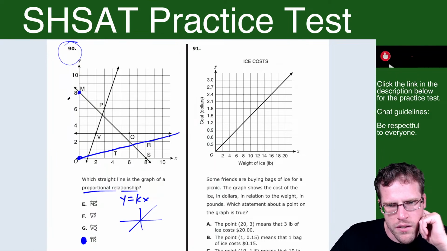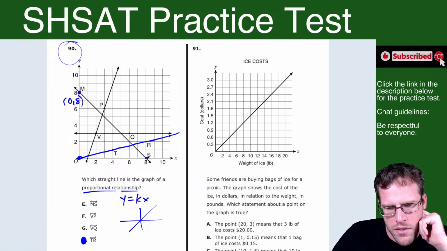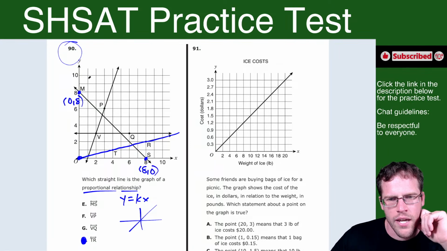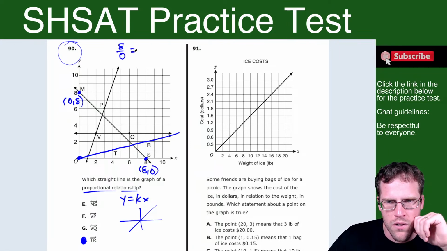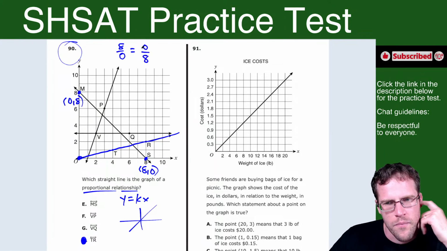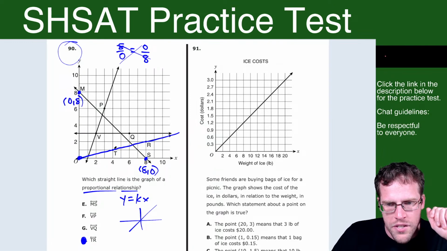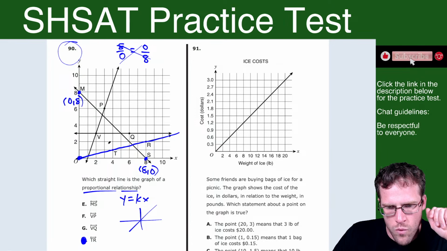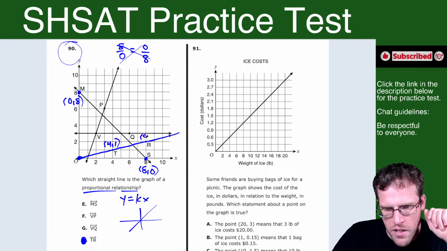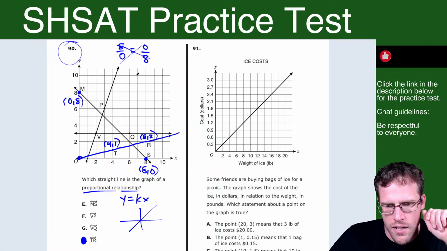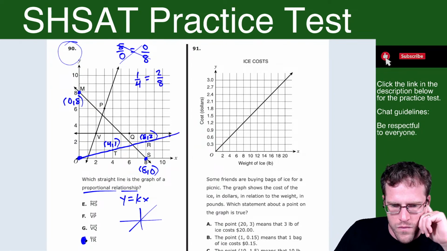If I take this point here, let's say the point (0, 8), and I compare it to (8, 0), I can't say 8 over 0 equals 0 over 8. That doesn't work. If I do y over x equals y over x, no, it doesn't work. But for this one, aside from (0, 0), if I take (4, 1) and (8, 2), I could say 1 over 4 equals 2 over 8. That works for TR. So that's why it's this one.